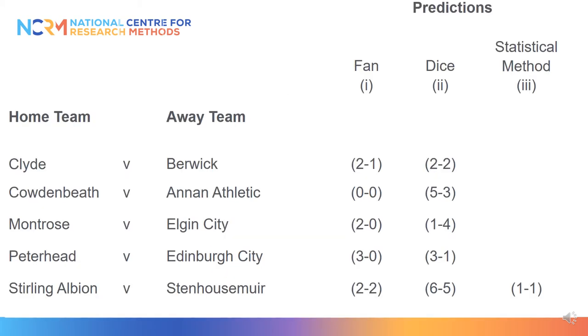Here are the predictions for the results of the other four matches that shall be played on the final day. We've estimated that Stirling Albion and Stenhouse Muir will end 1-1. That Clyde and Berwick will end up with Clyde winning 1-0. That Cowdenbeath and Annan Athletic will end with Annan Athletic winning 1-0. And Montrose, who are very strong, will beat Elgin City 2-1. And Peterhead, also a strong side, will beat Edinburgh City 2-0.